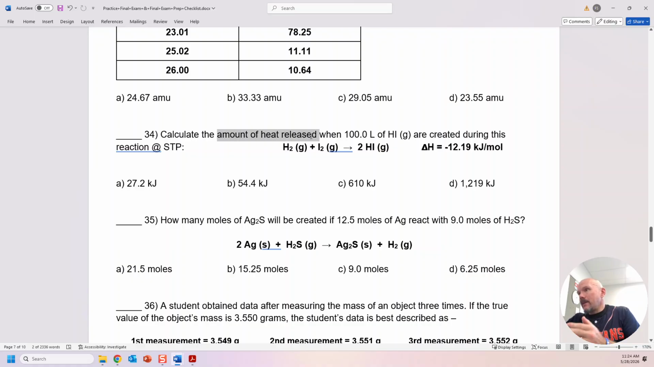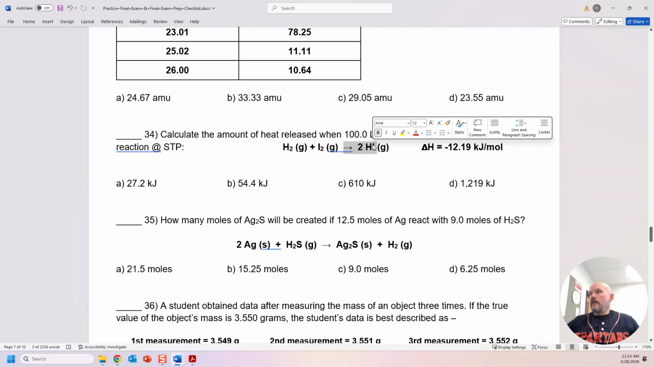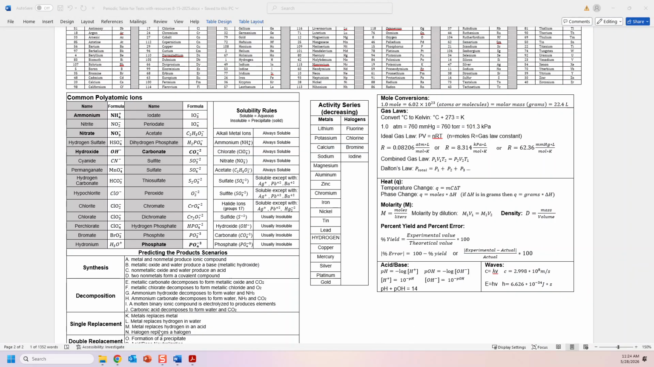If this had said, what's the energy change when 100 liters of HI are produced, then you would have to have the negative sign if it's exothermic, which it is. And if it had been an endothermic reaction and this number was positive, then you would need the positive sign. But you don't need that, right? So it's just this much energy for 2 moles of HI, that's the ratio, and that's what we got to do.